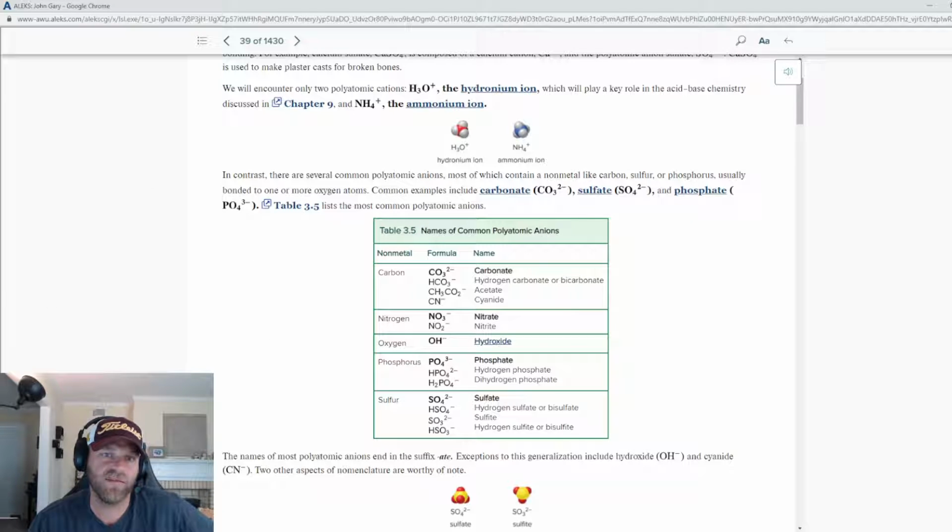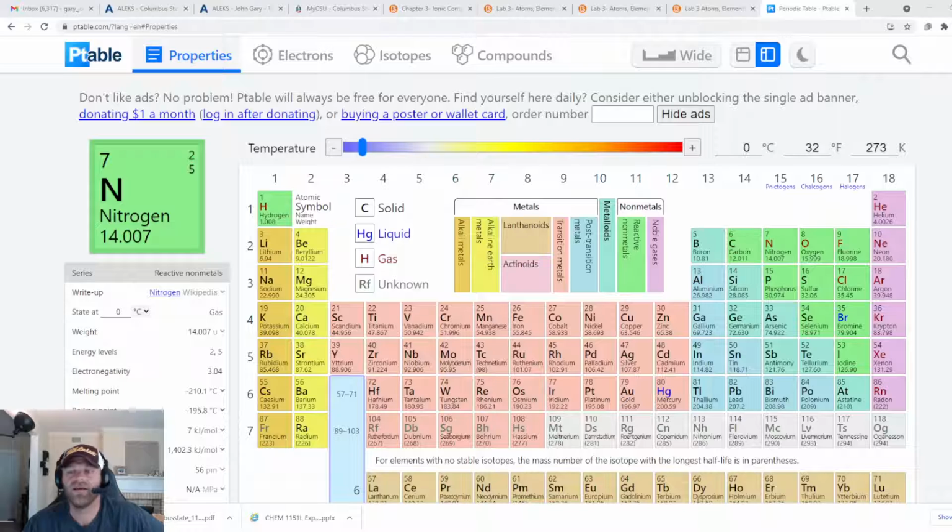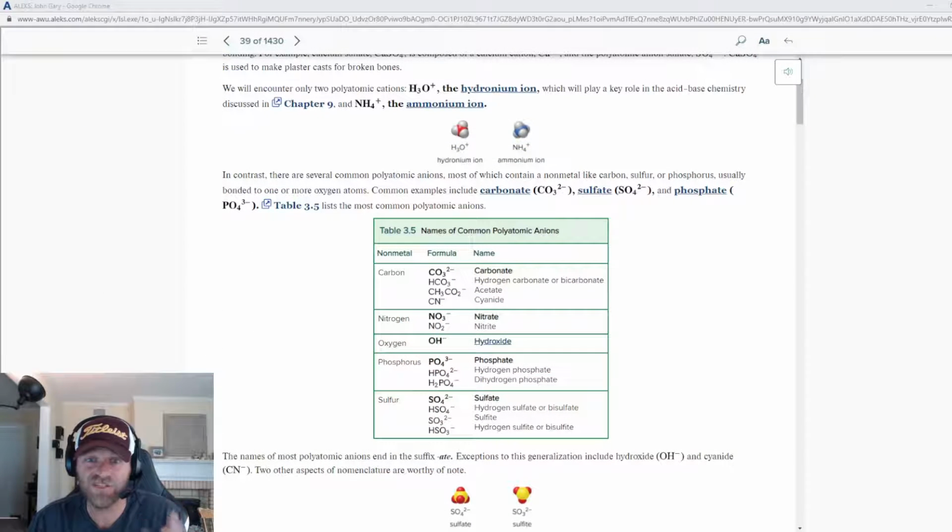So, like, let me look at my periodic table. Say chloride is 1 minus, right? And when I go to pair it with magnesium 2 plus, I know that I need 2 chlorides to bind with 1 magnesium 2 plus.